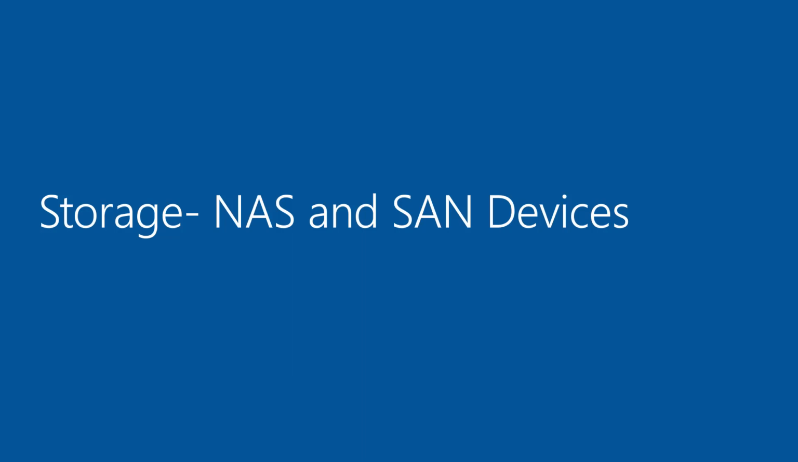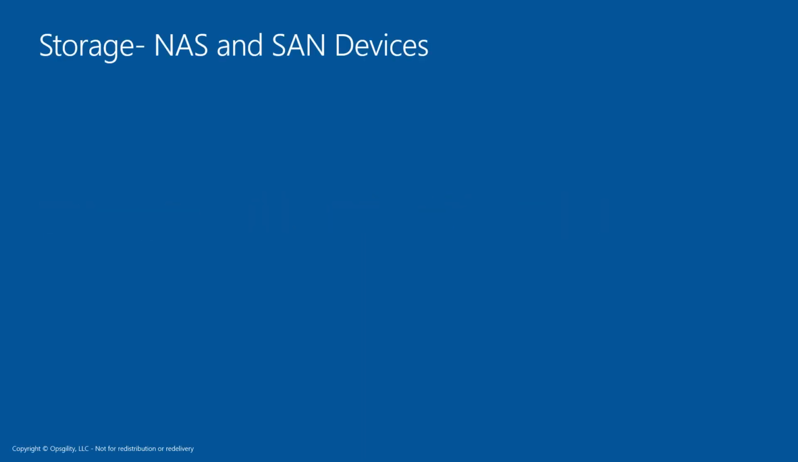Besides cache, there's a couple of different types of storage that you can use out in the cloud that aren't installed in the servers themselves, and that's NAS and SAN devices. Storage area networks, or SANs, and network attached storage both provide networked storage. A NAS is a storage device that operates on files.